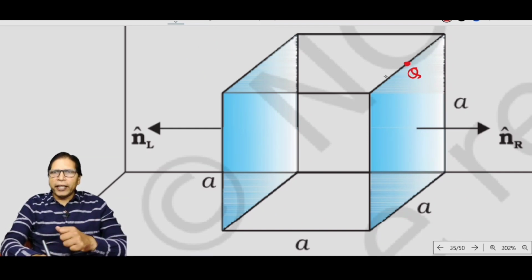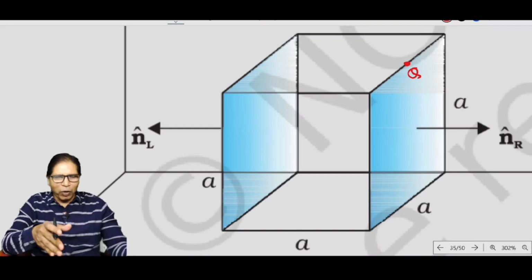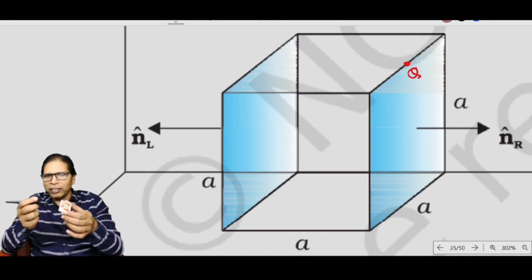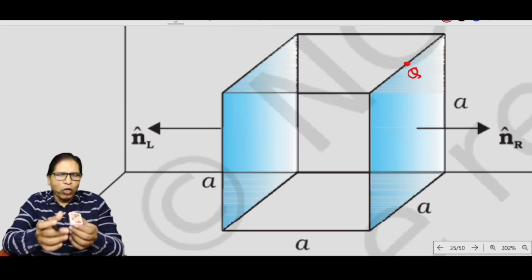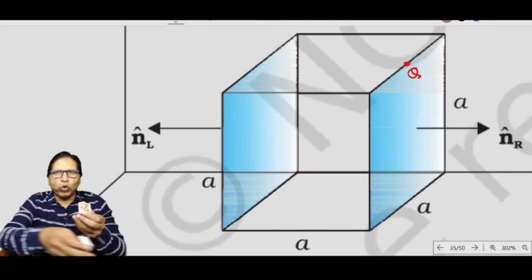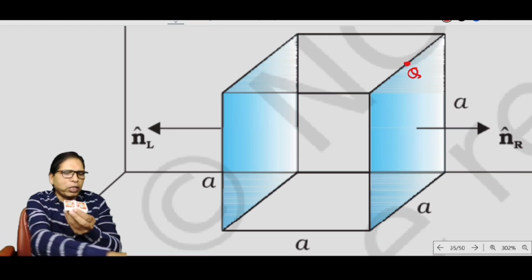If q charge is placed at the center of an edge, what will be the flux through the cube? Now look at this, this is the matchbox. Now the charge is placed at the center of this edge. Now to keep it in the middle, another 4 matchboxes are required.